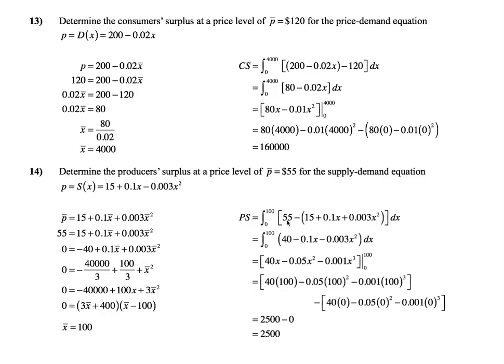And so in this case, that's 55 minus, and here's what we need to keep in mind. This is the extra bit for producer surplus. You'll have parentheses around the entire supply function. And so you will need to remember to distribute that negative, that minus, across to each term. So this would be negative 15, this would be negative 0.01x, and this would be negative 0.003 x squared. 55 minus 15 is 40.